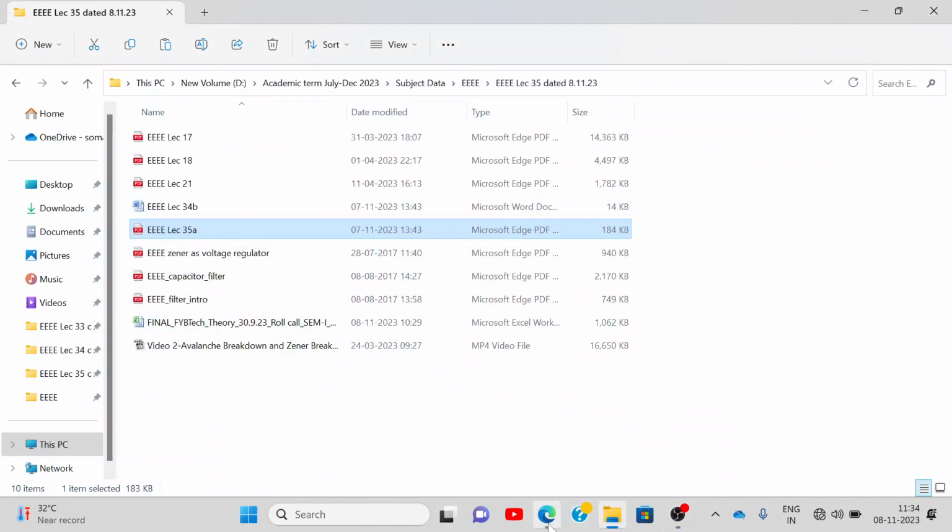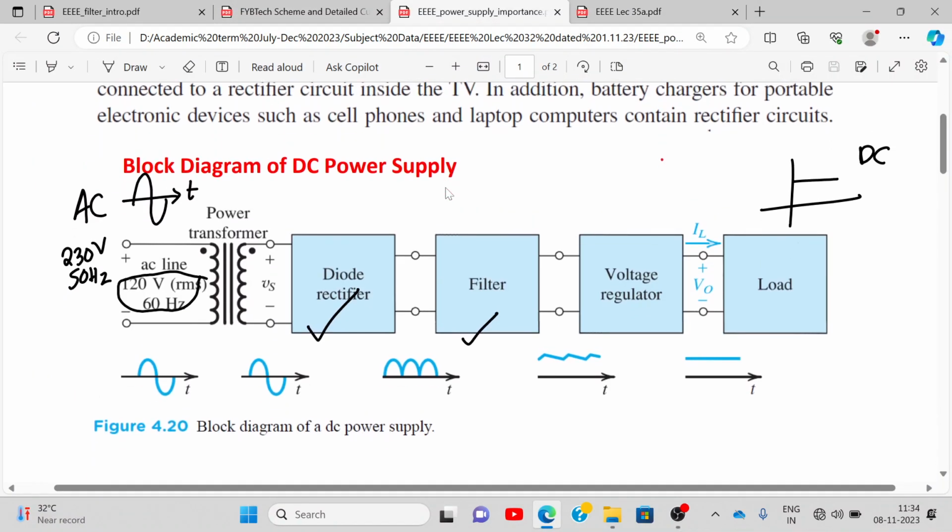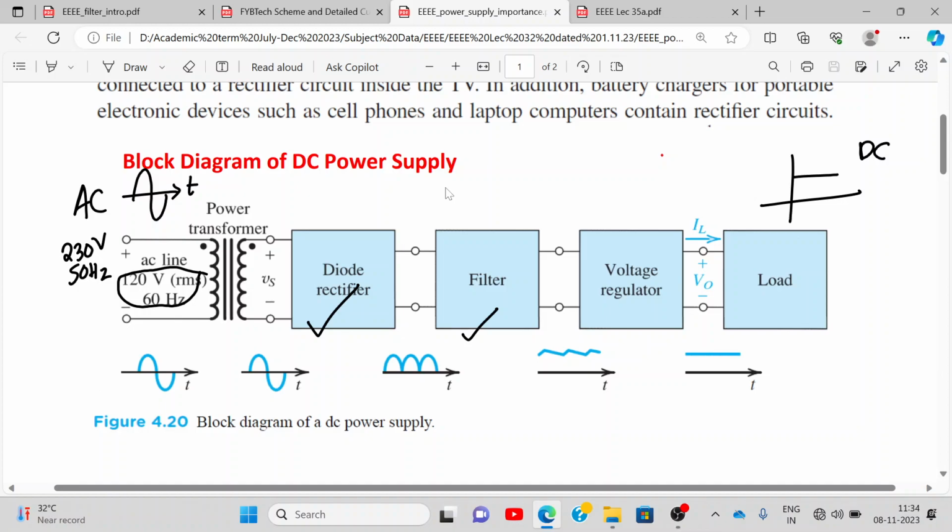Okay, so we'll start today with filter circuits. Now, in the earlier lecture, we have seen that for a conversion of AC signal to DC signal, one of the components is the power transformer. It can be a step-down transformer, center tap, or a center tap step-down transformer. Then we have studied three types of rectifier circuits: half wave, full wave center tap, and full wave bridge rectifier.